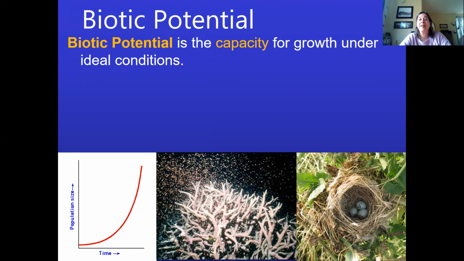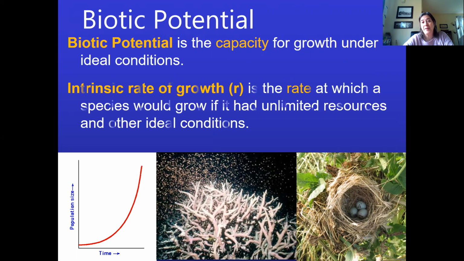So what is your biotic potential? How fast can you grow? If you give a species everything they could want, you can see what their biotic potential is. The intrinsic rate of growth is the rate at which a species would grow if they had unlimited resources and other ideal conditions.